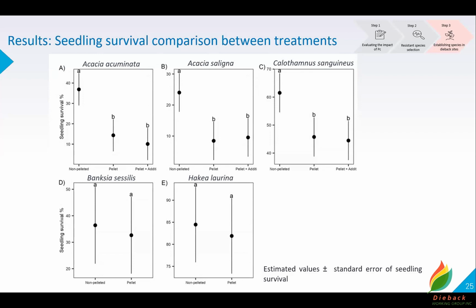Talking about the survival comparison between treatments, in both acacias and Calothamnus, non-pelleted seeds resulted in higher seedling survival compared to the pellets, but there was no difference in seedling survival between pellets and non-pelleted seeds in Banksia and Hakea.